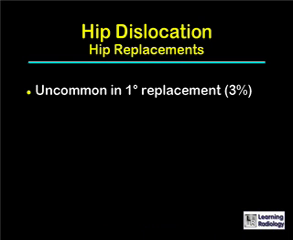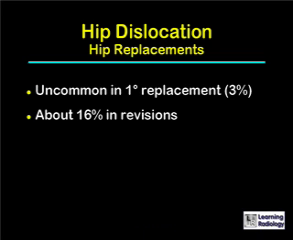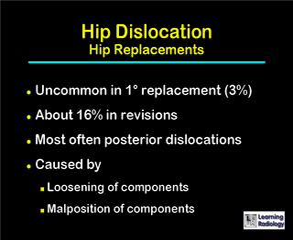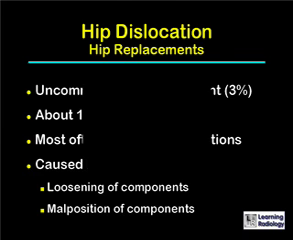Dislocations of hip replacements are uncommon when it is the primary replacement. When the hip has been revised, it can occur in about 16% of cases. The dislocations are most often posterior dislocations, and they are usually caused by loosening of the components or by malposition of the components, especially the acetabular portion.